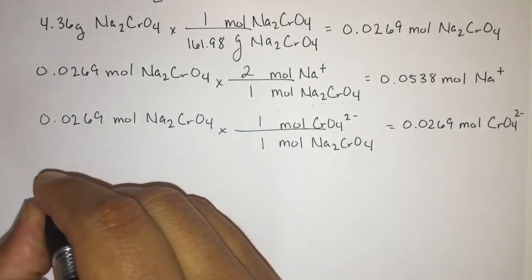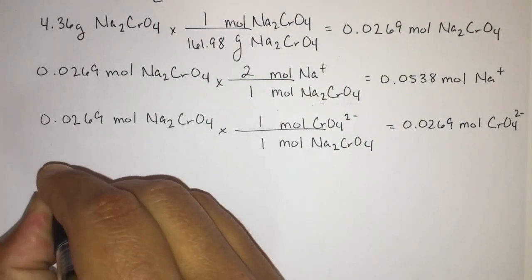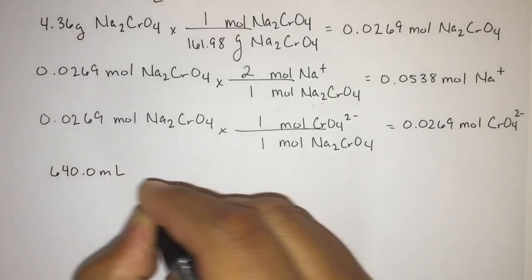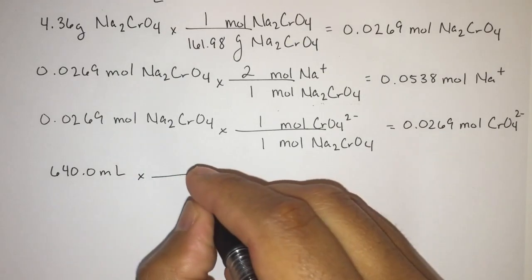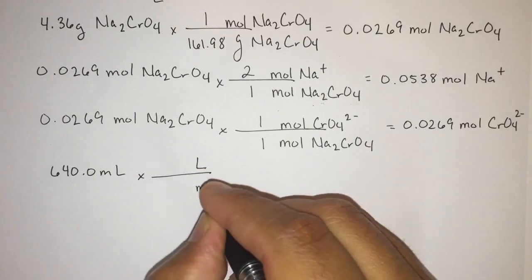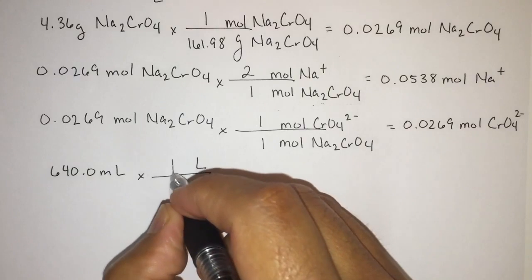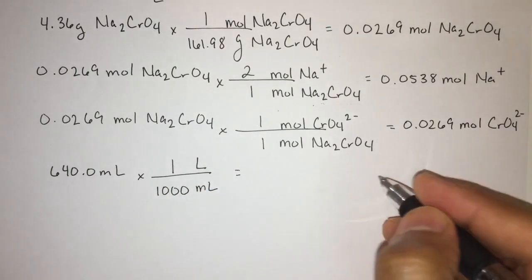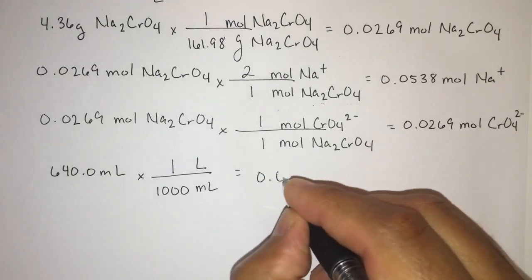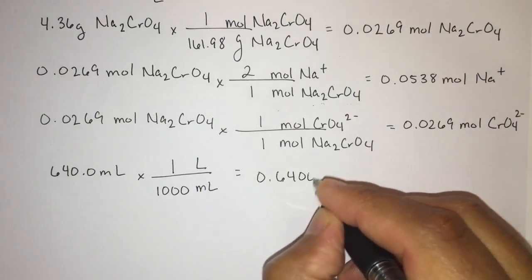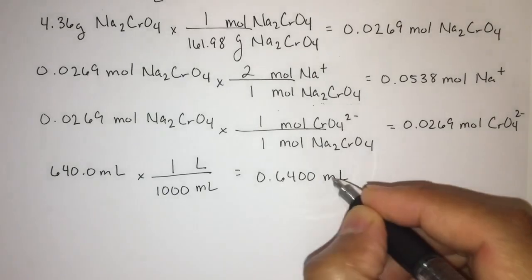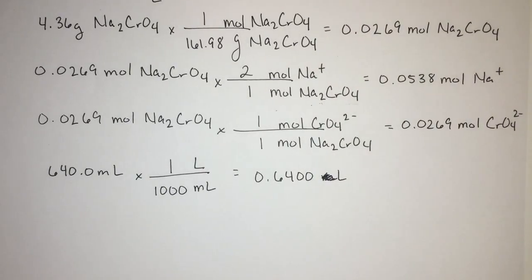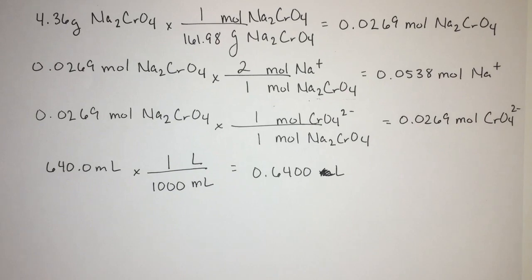Let's get that volume. Now, again, be careful. We have 640 milliliters, but we're going to convert that to liters because by definition, our molarity is the mole per liter. Whoops, sorry about that. That's liters. Okay, so now we can go ahead and go get our answers.